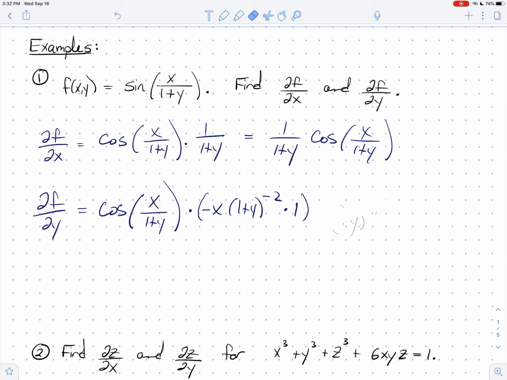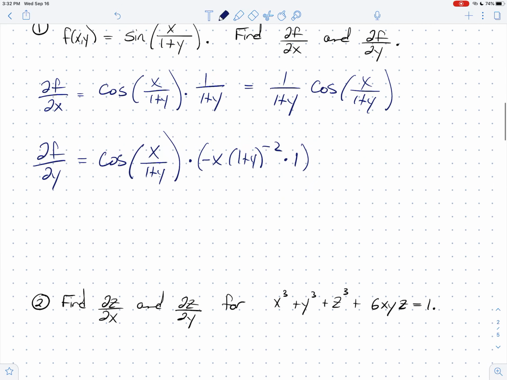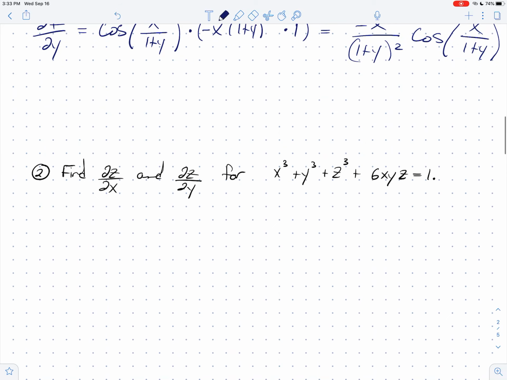And so let me erase my scribbles. And that's it. We can clean that up a little bit. And again, I'm going to move this part out front. So I'm going to write this as negative x over 1 plus y all squared times the cosine of x over 1 plus y. So those are a little bit more complicated partial derivatives. Let's look at another example.